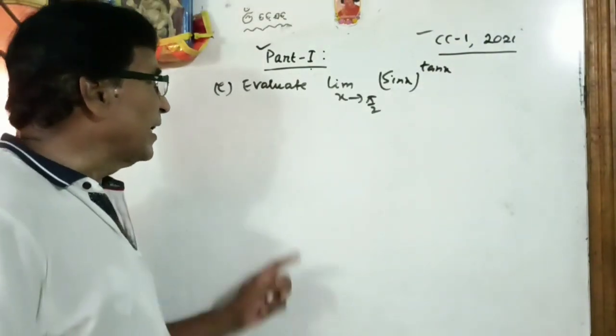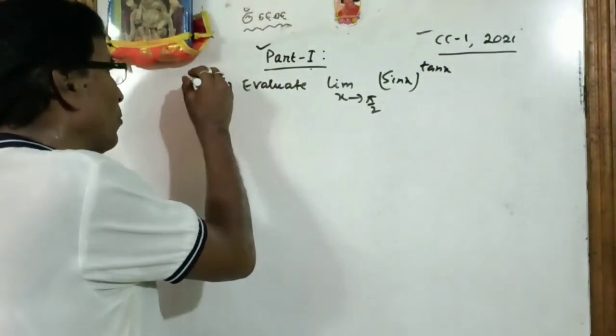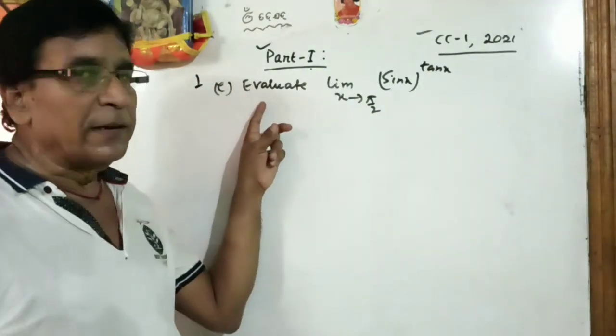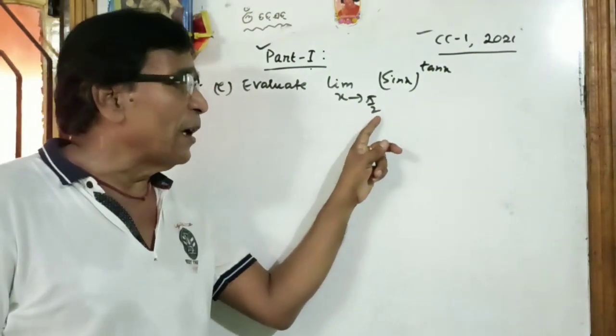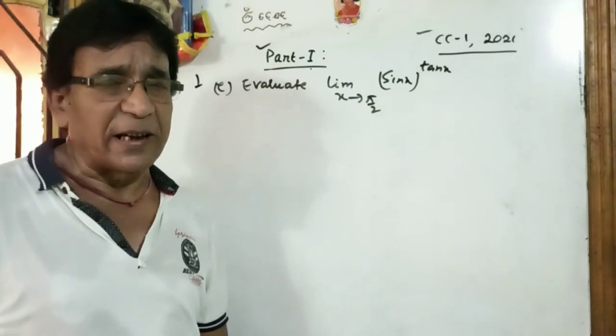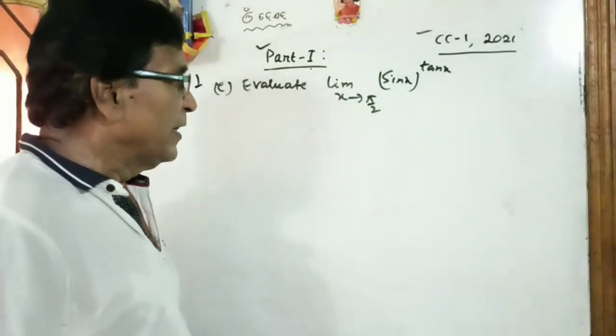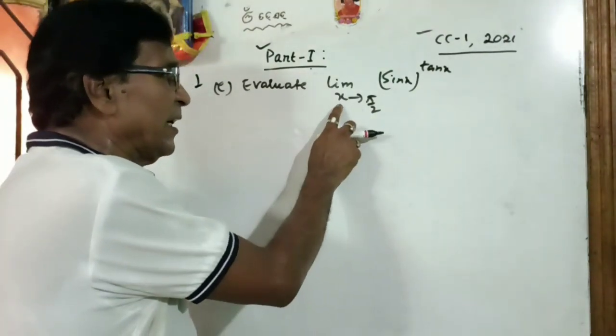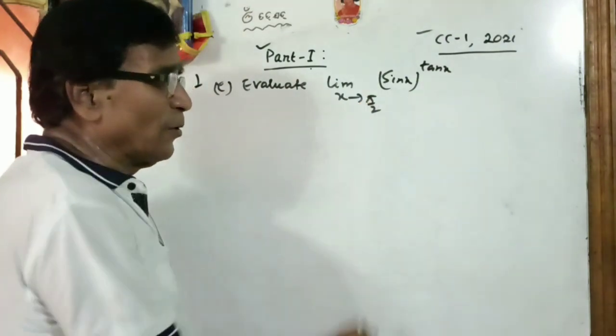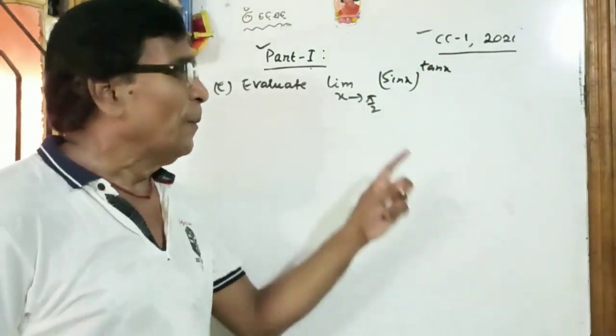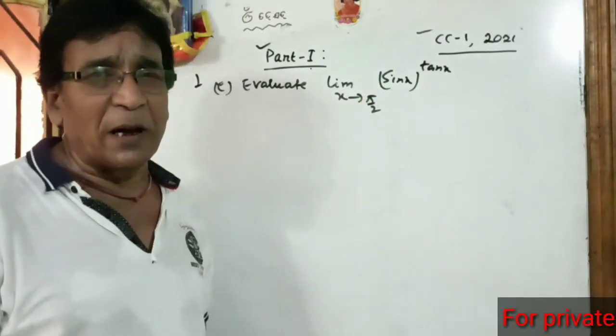So here you see, the next part is question number 1e. Evaluate the limit as x tends to pi by 2 of sin x whole to the power tan x. In the question paper, there is a printing mistake. Here it is given that x tends to 1 by 2. It is not exactly 1 by 2. That must be x tends to pi by 2.